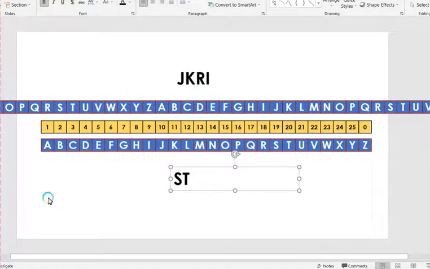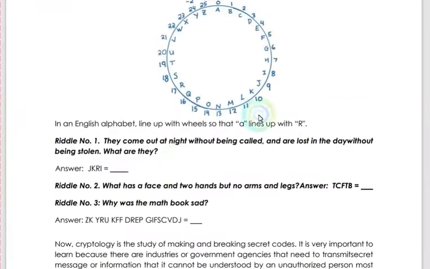R is representing letter A, and R or your I is now representing letter I. That means ang answer gali sa problem, they come out at night without being called and are lost in the day without being stolen is star. So next one, what has a face and two hands but no arms and legs?